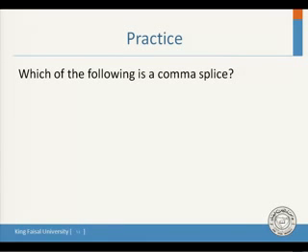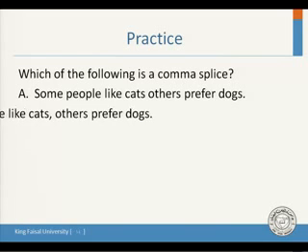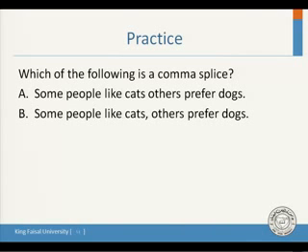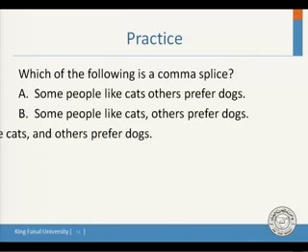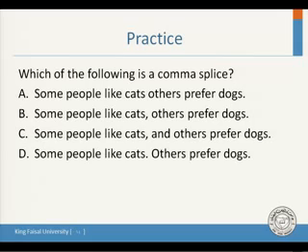Now this is a question. Which of the following is a comma splice? You have to know which one is a comma splice. Some people like cats, others prefer dogs. Some people like cats, others prefer dogs. Some people like cats, comma, and others prefer dogs. Some people like cats, full stop, others prefer dogs. Which of them is a comma splice?